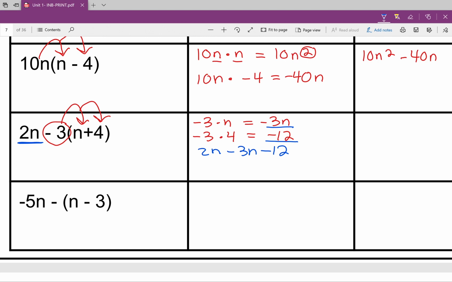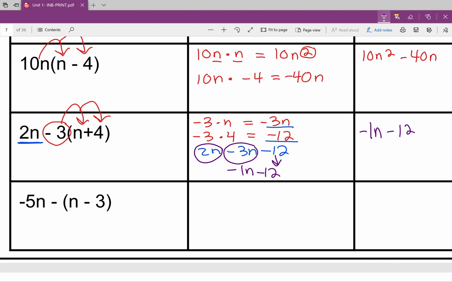And then notice I now have to combine like terms. Remember when we were combining like terms yesterday? Anything that has the same variable, we're either going to add or subtract together. So I have 2n minus 3n, which becomes negative 1n. And then I bring down that 12 because it's all by itself, negative 12. So that is our answer, negative 1n minus 12.